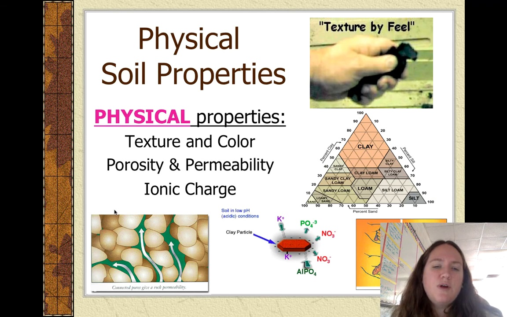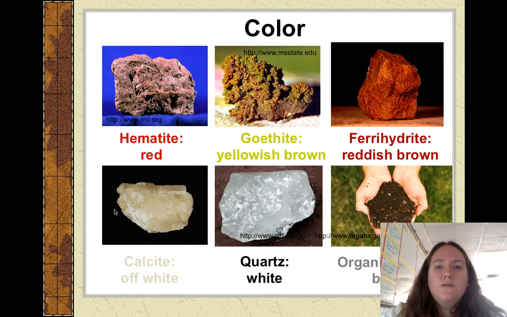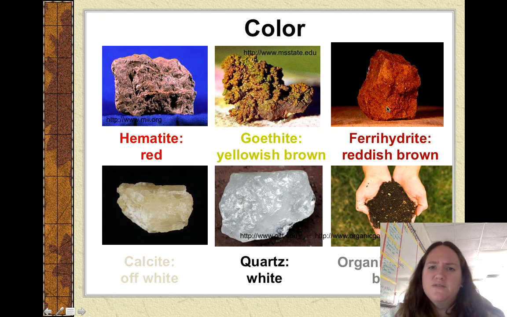The first physical property that we're going to look at is color. So color is determined by the different minerals that are inside of the soil. So if you have hematite to start out with in the parent rock, then when you break that down, the soil is going to be red. A lot of clay has hematite in it. That's one that you should probably know. I would not necessarily know the rest of these. These are just kind of for your information.